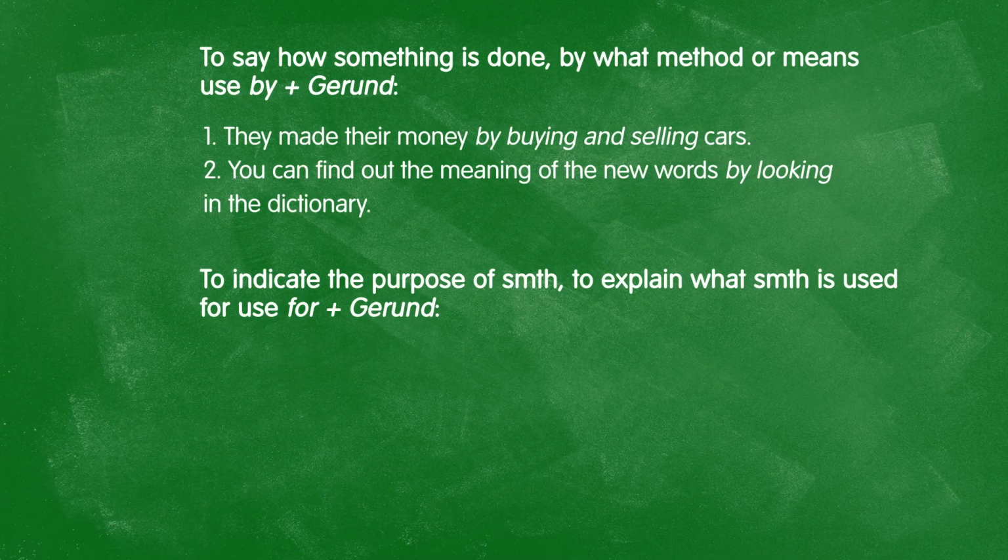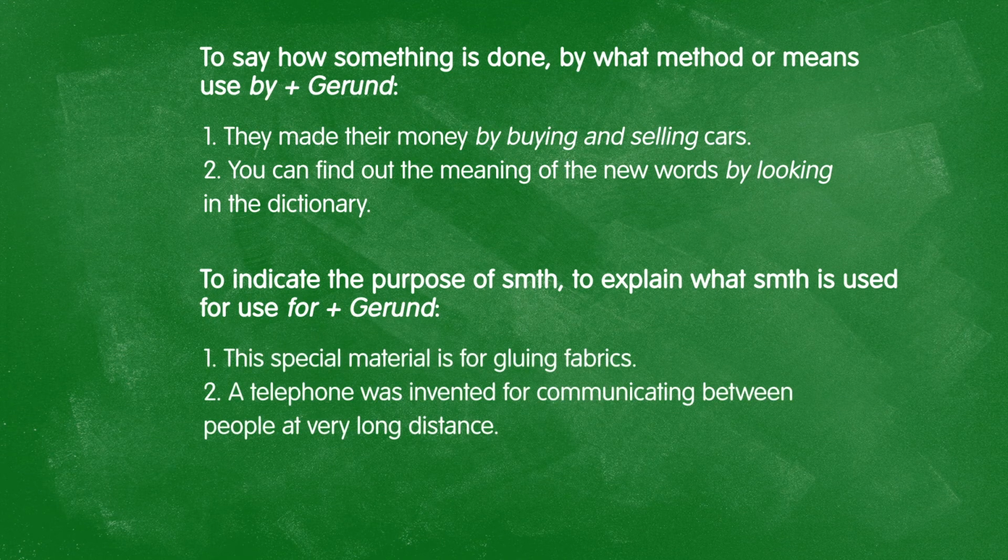We can also use for with a gerund to indicate the purpose of something. It tells us about the use, and we usually just say for, followed by a gerund. Like in the examples, the special material is for gluing fabrics. Here, I'm learning about the purpose. And in another example, the telephone was invented for communicating between people at a very long distance. Here, for communicating, it's expressing the purpose.